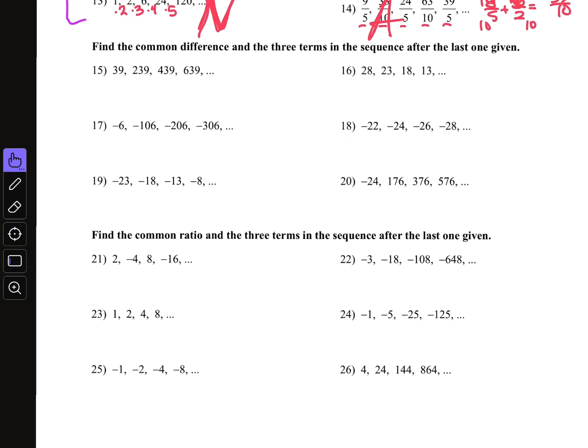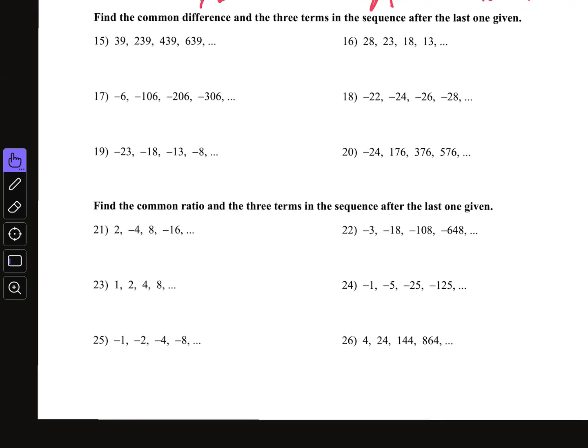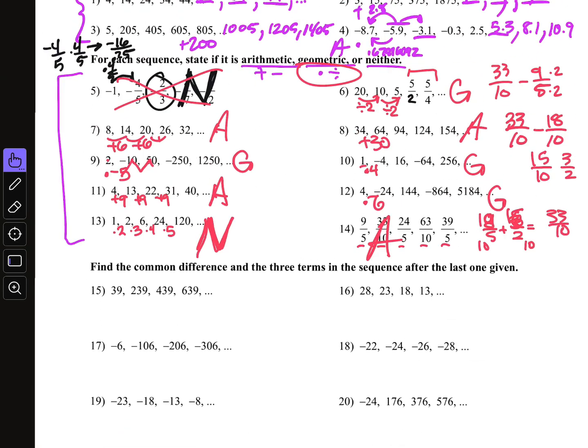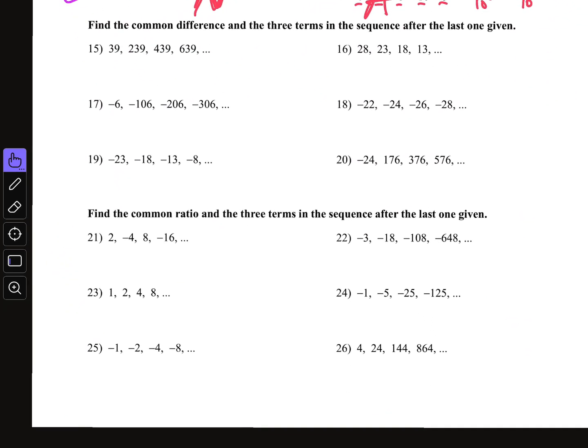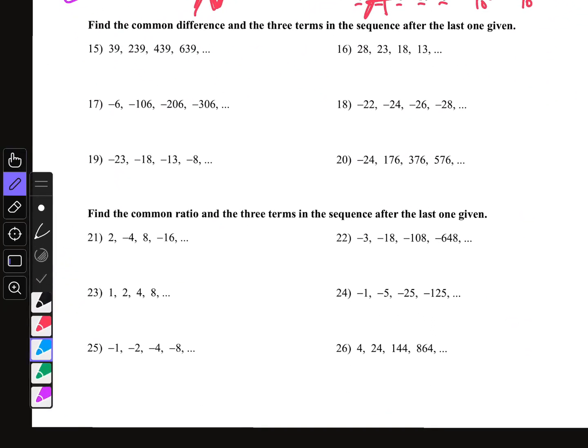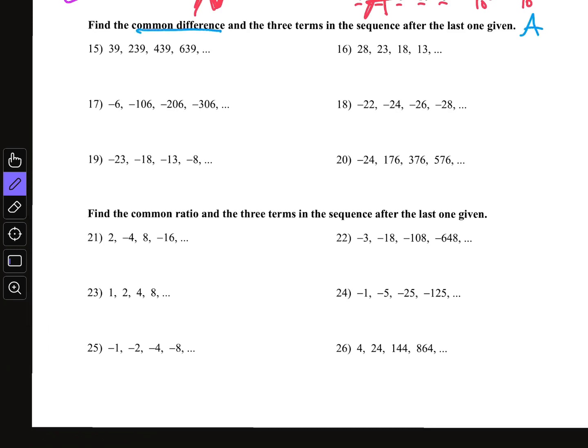All right, so now, next group, right? So now you're finding the common difference and then doing the three terms. So kind of what we did up here, more practice of that, but finding the common difference, which tells us if we're only looking for a common difference, these are all going to be arithmetic, okay? So pause the video now, take some time, work on these 6, and then let's see what you got.